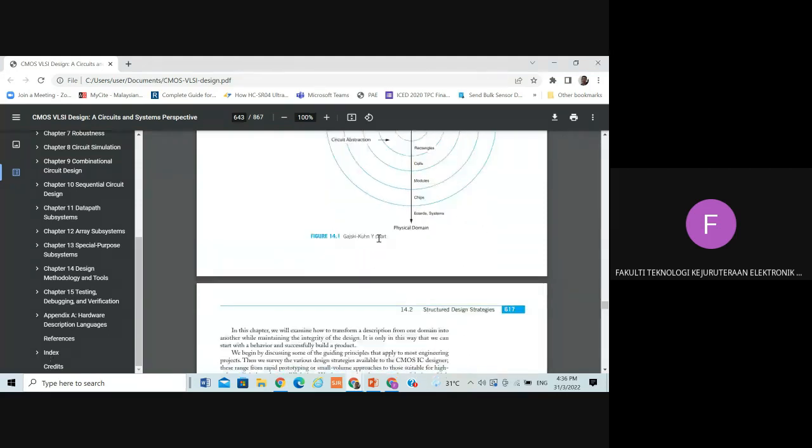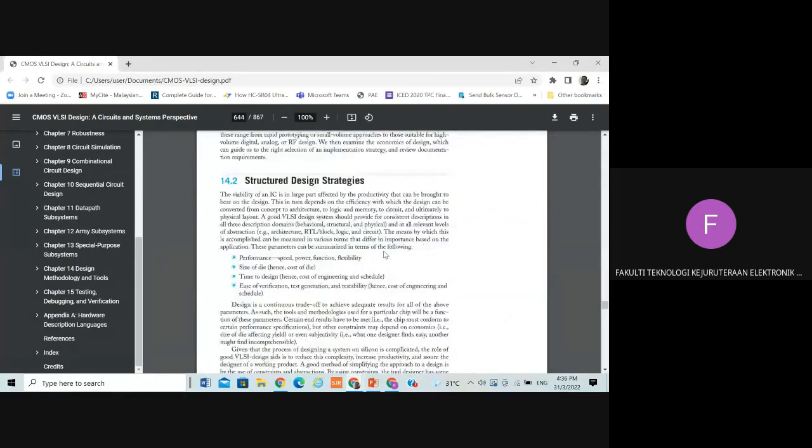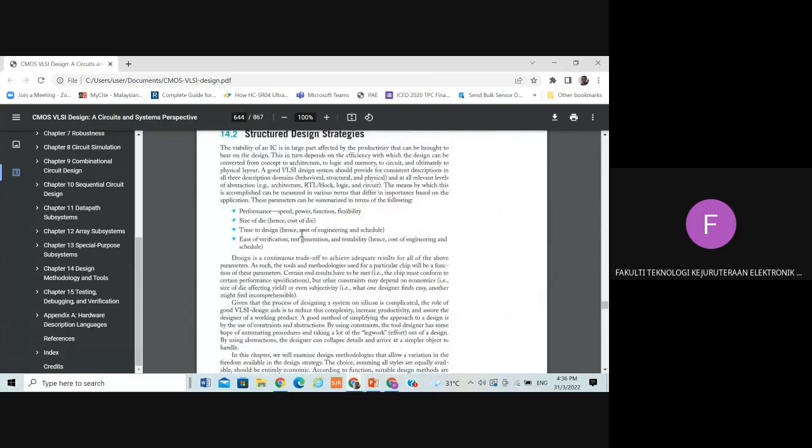This is what we call the Y chart. I think most of you are familiar with it. That's what I mentioned to you all. The variability of an IC is large, you can read on your own. A good VLSI design system should provide a consistent description of three domains: behavior, structure, and so on.